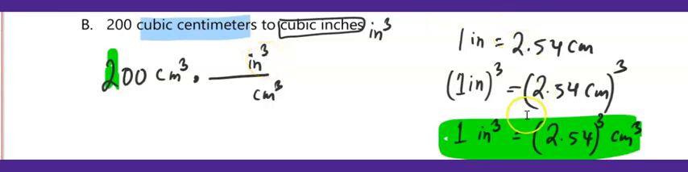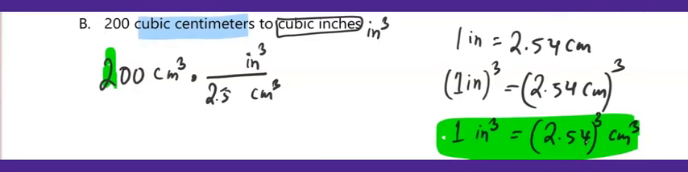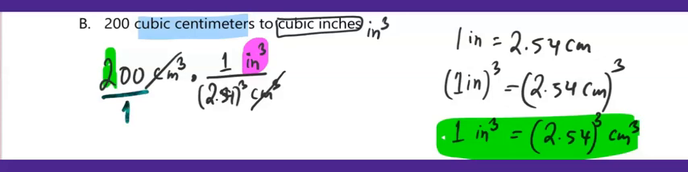And you see this equation, 2.54 to the power 3 centimeter cube equals 1 inch cube. So you cancel the centimeter cube, and now your answer must be in cubic inches, and you just divide it over 1. You can think about that. So if you divide 200 by 2.54 cube, you'll get 12.20 inches cube.